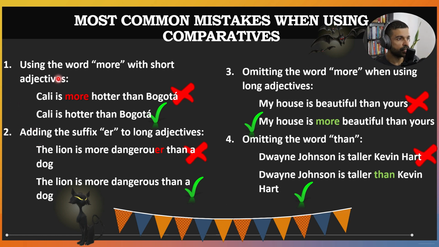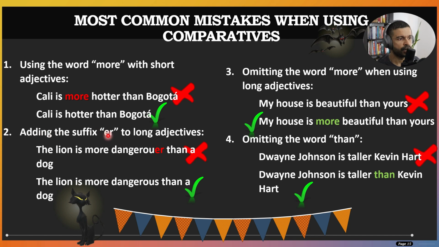First mistake, using the word more with short adjectives. Cali is more hotter than Bogota. This is a redundancy. When we add the suffix er, we can imagine that this more is abbreviated in this er suffix. So that would be a redundancy using the 2 of them with a short adjective. The correct way would be Cali is hotter than Bogota.